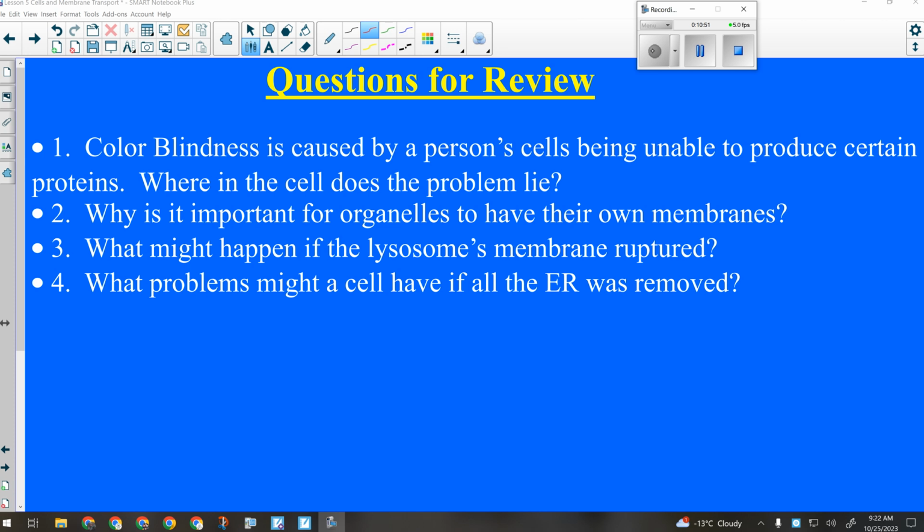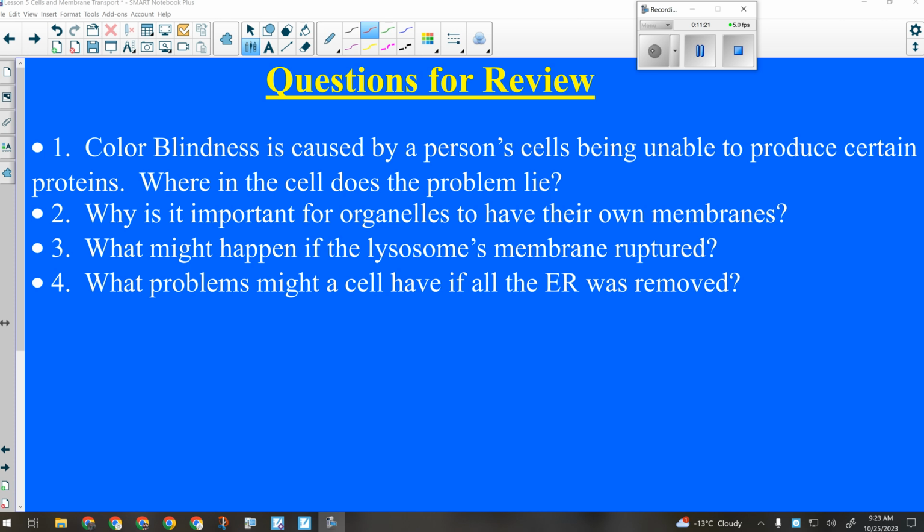Okay, so for question number 1, color blindness is caused by a person's cells being unable to produce certain proteins. Where in the cell does the problem lie? Like the ribosomes or the nucleus or nucleolus, because it's not polymerase DNA, or ribosomes because it's not producing it well. Right, it's actually not the ribosomes. The ribosomes are working fine if they're only unable to produce certain proteins. The problem is in the nucleus. The problem is with your DNA.